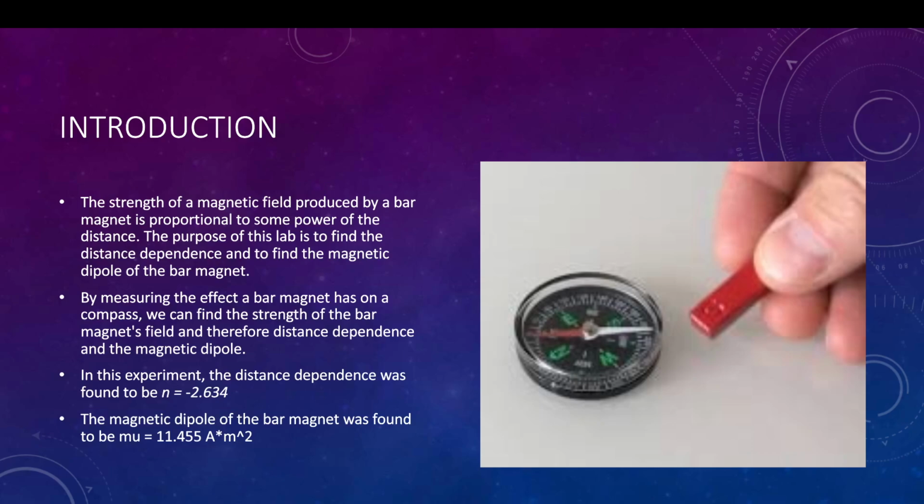magnet. In this experiment, the distance dependence was found to be n equals negative 2.634, and the magnetic dipole was found to be 11.455 A·m².